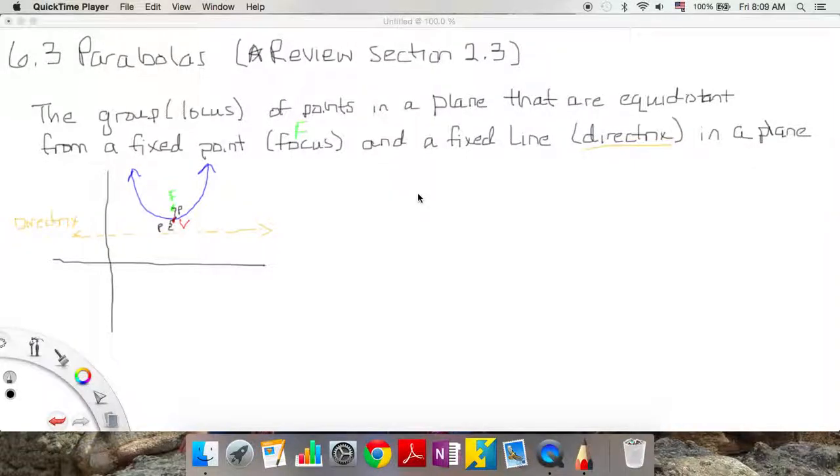Today we're going to talk about section 6.3, which is parabolas. We talked about parabolas in section 2.3, but we talked about them as functions. So we really only talked about half the set of parabolas.